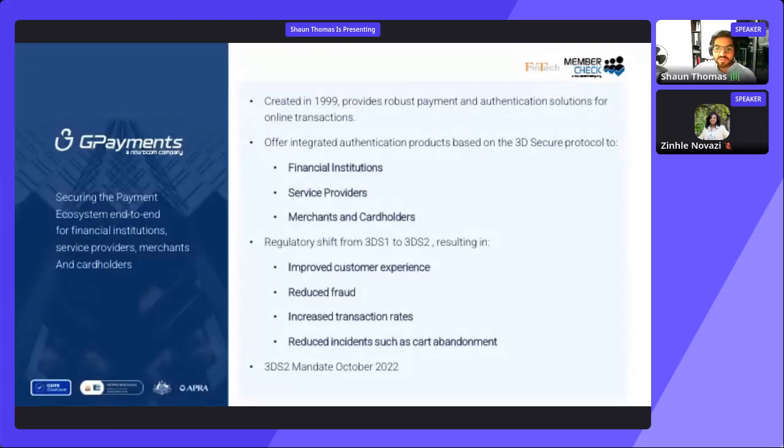So doing this frictionlessly behind the scenes with 3DS2 improves the customer experience, not just reducing fraud, but also increasing successful transaction rates and reducing incidents such as card abandonment. The regulatory landscape is evolving, and merchants relying on the original 3D Secure protocol must migrate to 3DS2 by October of 2022.